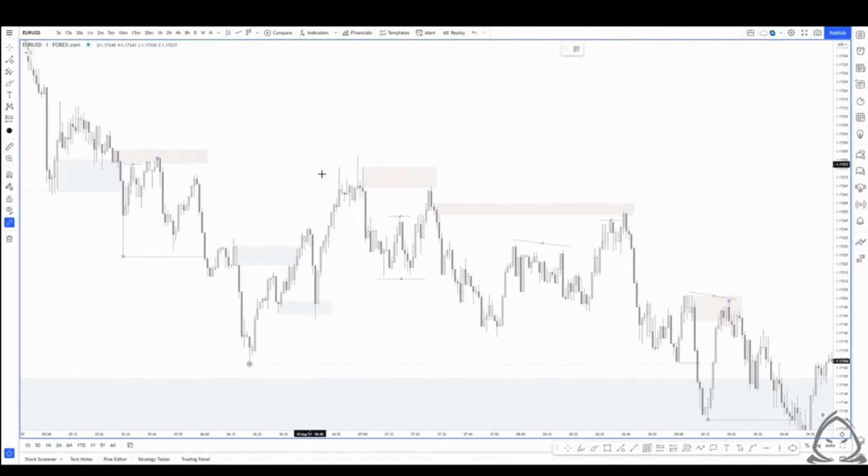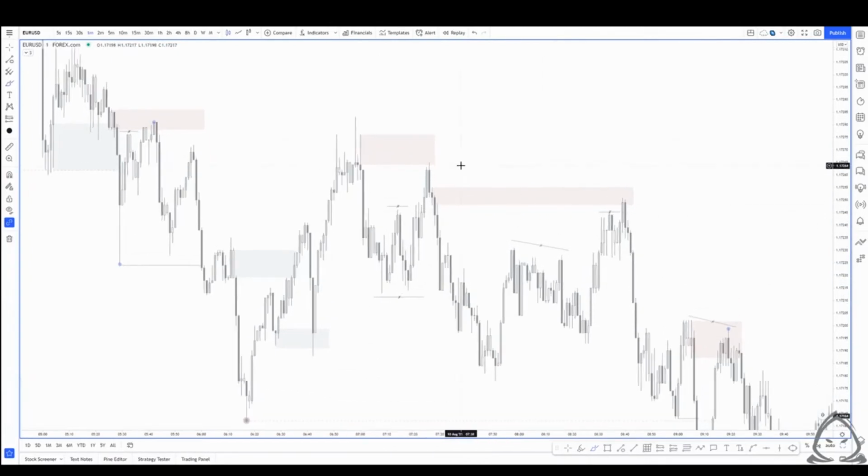Now, if we look at this example right here, what we can see is we have a swing high. We have a sweep of that swing high. It creates our change of character, and then price moves to the downside. We also have inducement, and we have price tapping into a supply zone, which is why this trade, and as I mentioned in the previous video, why this area was valid.